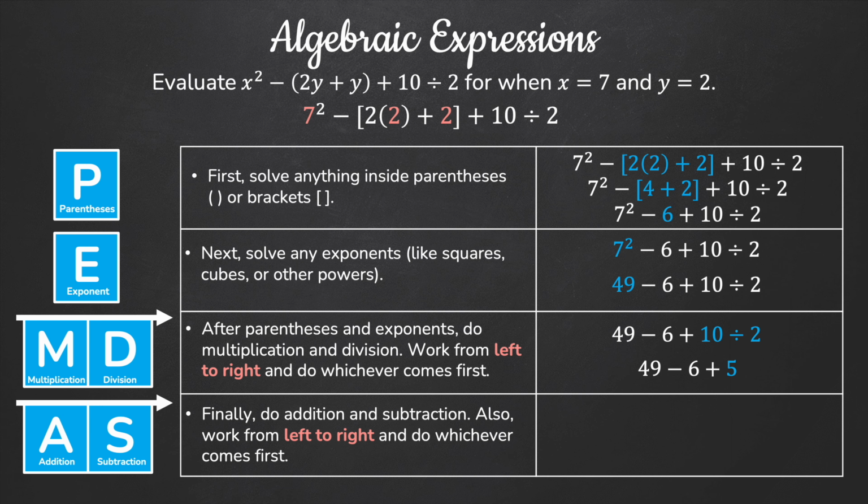Then we're going to look for addition and subtraction. And just like multiplication and division, we're going to do whatever comes first from left to right. Because subtraction comes first, we're going to do 49 minus 6, which is equal to 43. And then we're going to go ahead and add 5. So 43 plus 5 is equal to 48. And our final answer is 48.